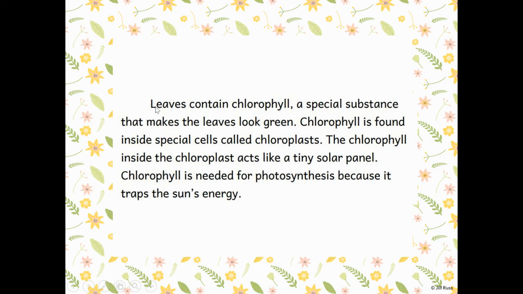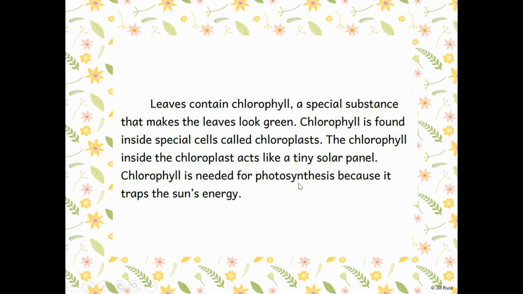All right, leaves contain chlorophyll, a special substance that makes the leaves look green. So this is one of those true-false questions. Leaves contain chlorophyll, a special substance that makes the leaves look green. Chlorophyll is found inside special cells called chloroplasts. That's what it's in. The chlorophyll inside the chloroplast act like a tiny solar panel. So some of you might have solar panels or seen solar panels on your house or on people's houses. A solar panel collects heat and sunlight.